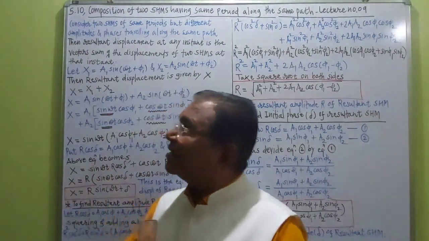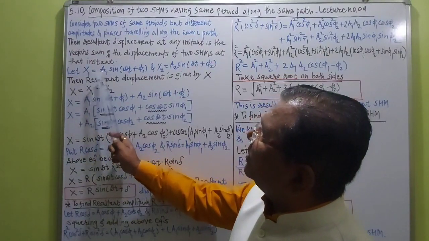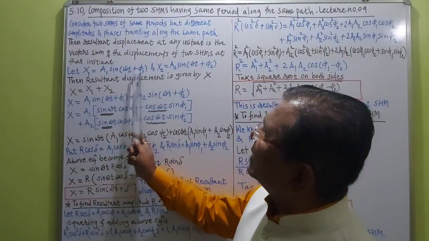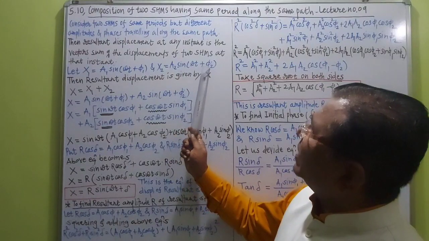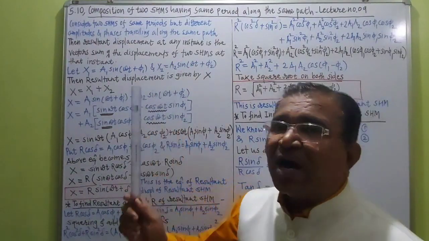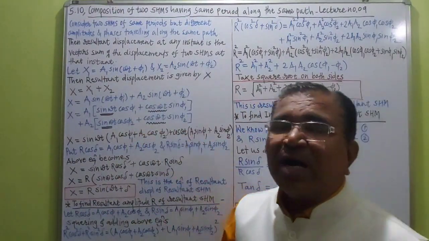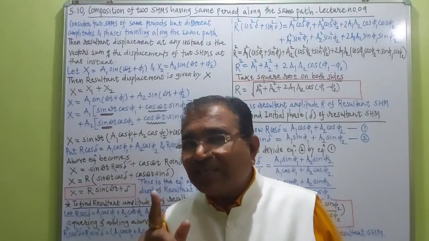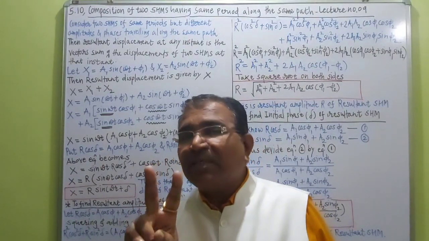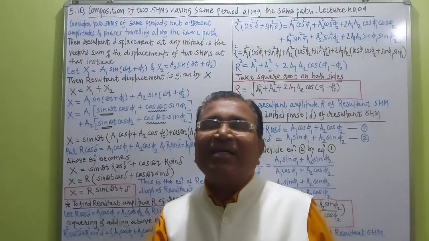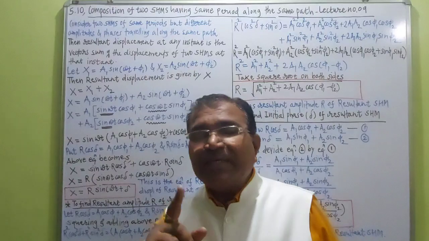See here, these are the two equations of SHM that I have written here. x1 is equal to a1 sin(omega t plus phi 1) and x2 is equal to a2 sin(omega t plus phi 2). Here a1 and a2 are the different amplitudes, and phi 1 and phi 2 are the different initial phase angles. Listen carefully, the amplitudes and initial phase angles of both SHMs are different. Only the period is the same.